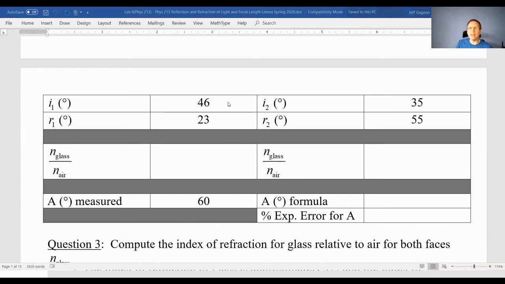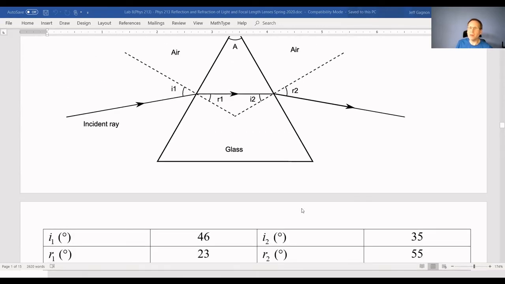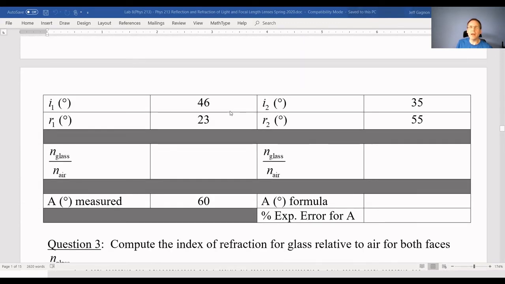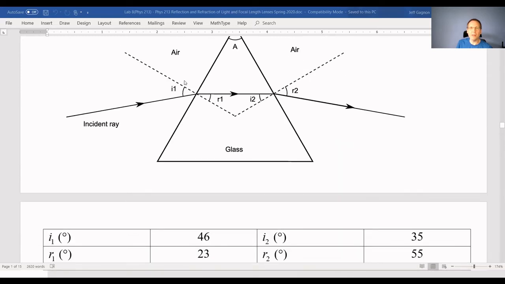These are really difficult to do, so probably most of the error in the lab is going to come from measuring these angles right here. But I did the best I could, and these are the values I got. For I1, I got around 46 degrees. For the angle of refraction for the first face, I got around 23 degrees. I2, the angle of incidence when I'm in the glass, is 35. And then R2, the angle of refraction when I go back into the air, is around 55.